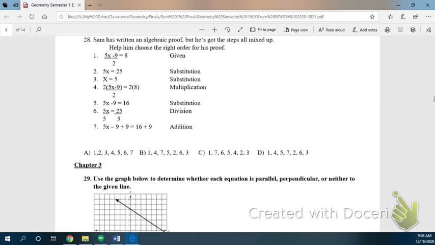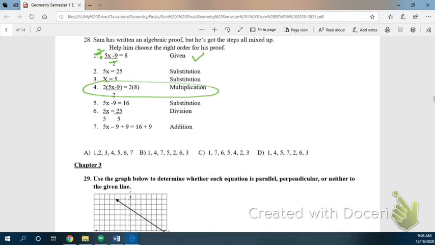Now it says that Sam has written an algebraic proof, but he's got all the steps mixed up. Help him choose the right order for his proof. So given definitely goes first. What should he do next? Well, it looks like he could multiply by 2 to get rid of that, and he did that in step 4. So step 4 should go next.